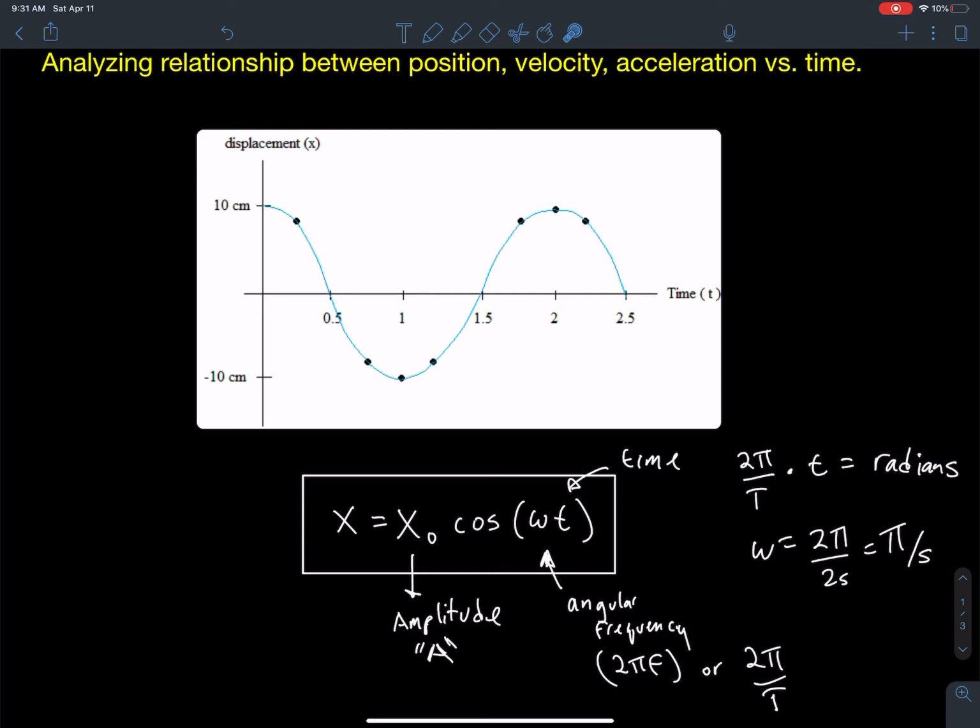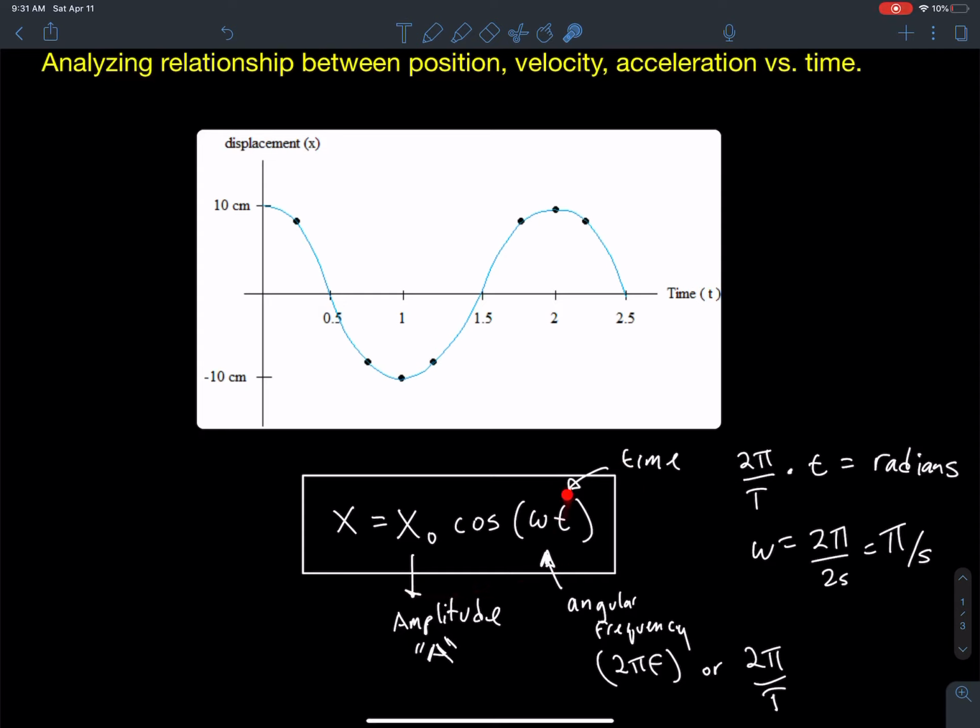And that means that if I take pi per second, that's my angular frequency, and I multiply by 1 second, I have gone pi radians in my cycle. Okay, and the cos of pi is going to be -1. So that explains how this relationship, cos of pi radians is -1 times my amplitude, gives a displacement equal to -10 centimeters. So that explains how this equation models that graph.